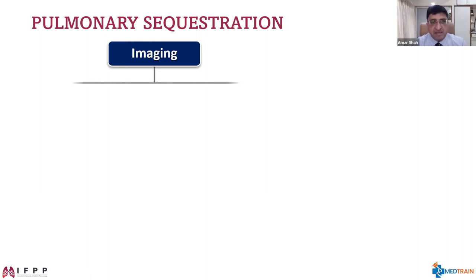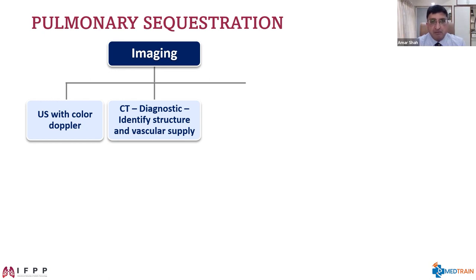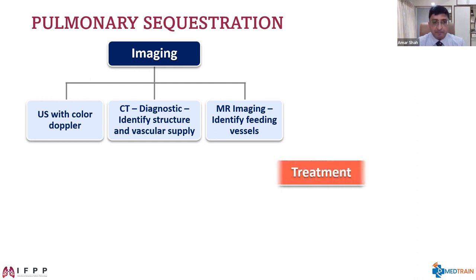Infants may present with respiratory distress or even feeding difficulties. Imaging is, as I said before, diagnostic in pulmonary sequestrations. Ultrasound scan with color Doppler can help suspect this problem. CT scan is diagnostic where it identifies the structure and the vascular supply. It helps identify whether the sequestration is intralobar or extralobar and also the vascular supply. Sometimes MR imaging and angiography may be required to identify the feeding vessels.